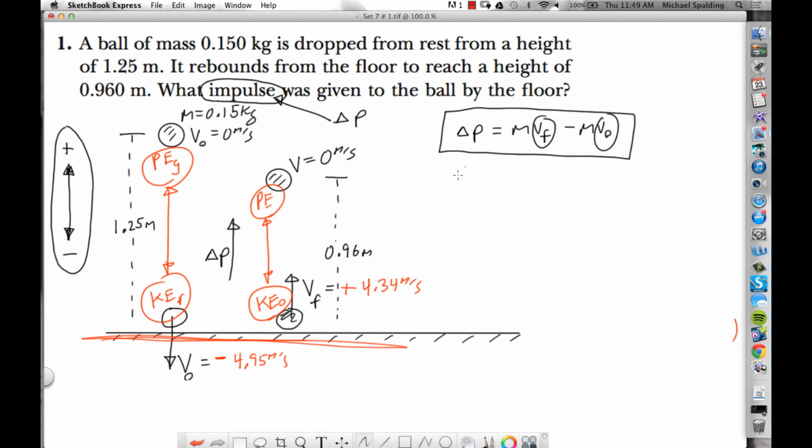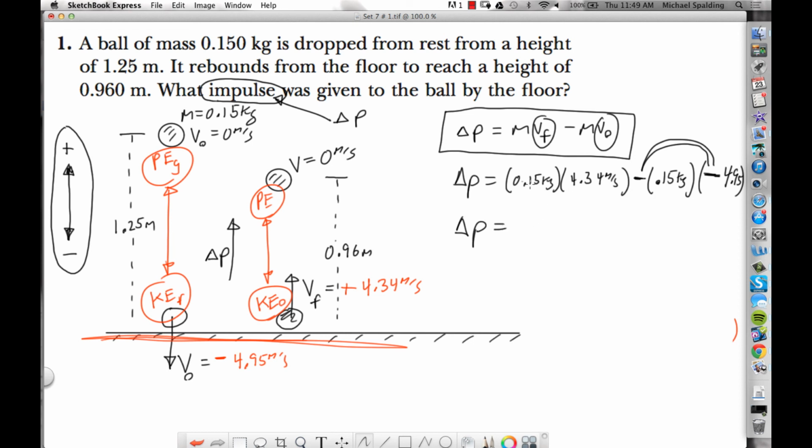Okay, so change of momentum. M is 0.15. V final is 4.34 minus 0.15. What's V initial? Negative 4.95, right? So look at what happens here. Minus a minus. What happens to these minuses? They cancel to become plus. So this gives a final answer of positive 1.4 kilogram meters per second.